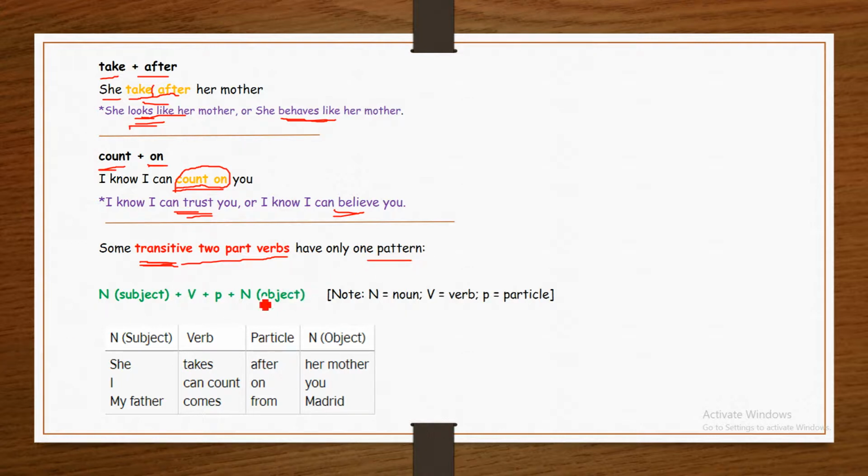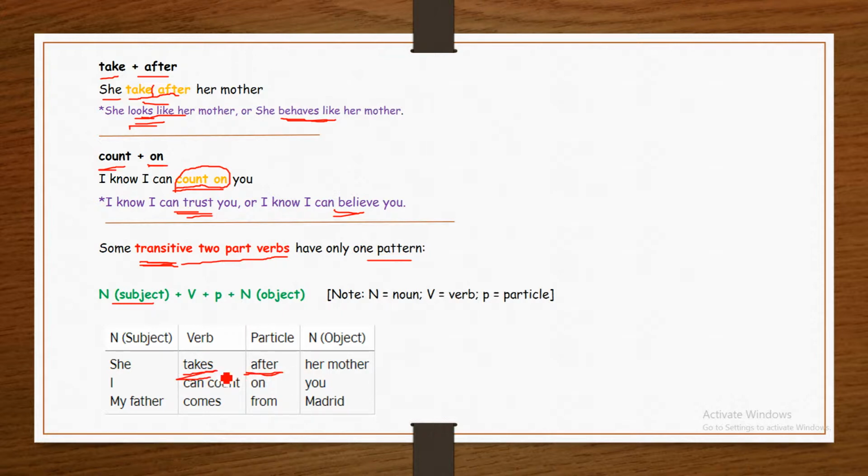The pattern is like this: noun or subject plus verb plus particle plus second noun or the object. Note: N stands for noun, V stands for verb, P stands for particle. Example: she takes after her mother. It is a transitive two-part verb.